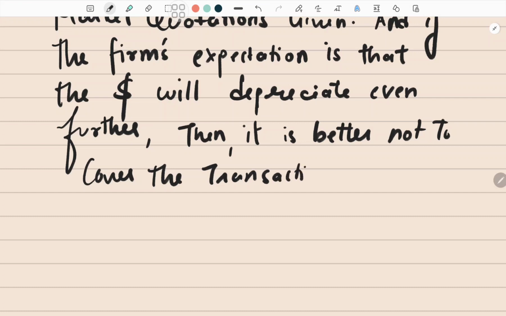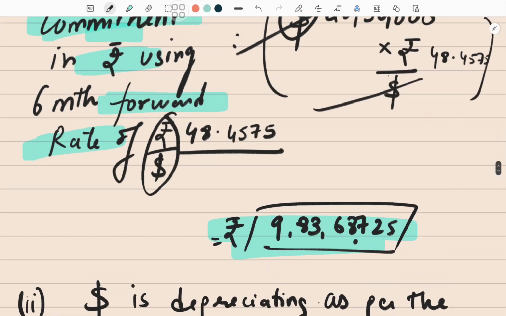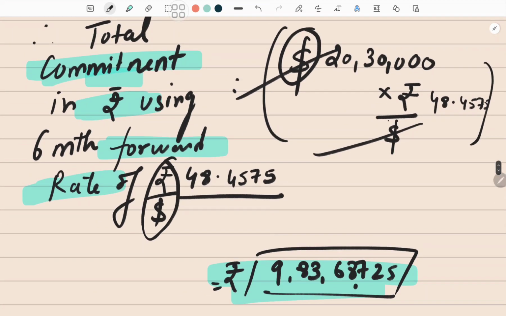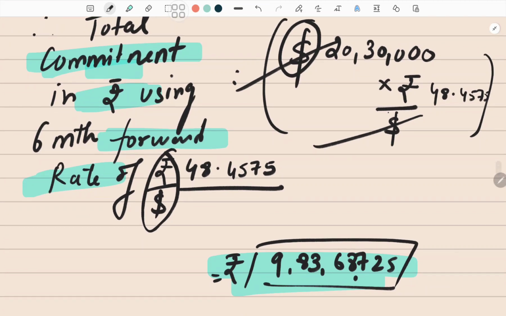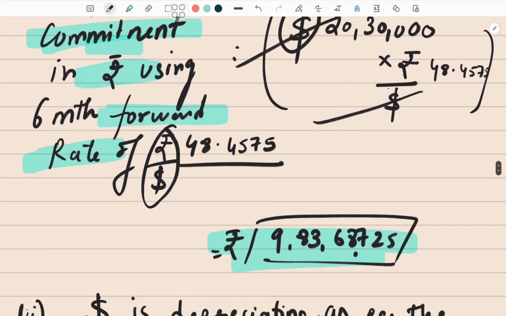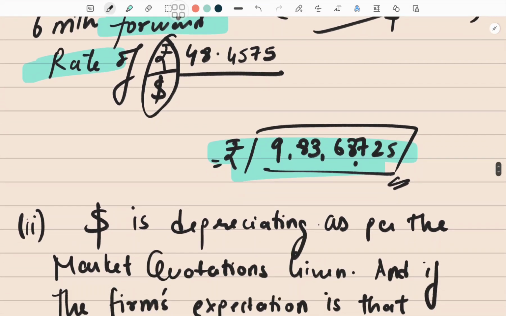Because the firm is thinking that after 6 months the dollar will depreciate even further than 48.4575, how much was this, 48.4575. Then the firm has to pay even less than the amount it is paying if it hedges the contract, or if it covers the contract today at the 6 month forward rate.